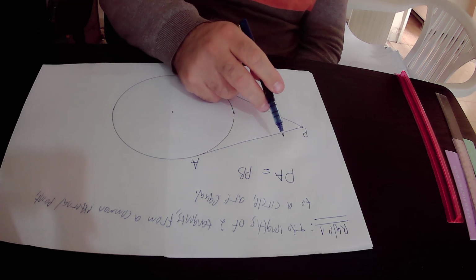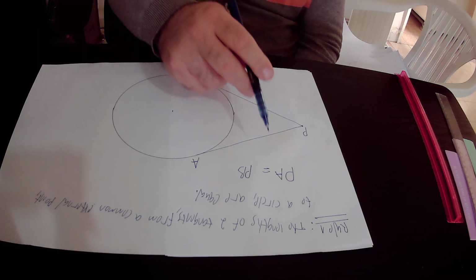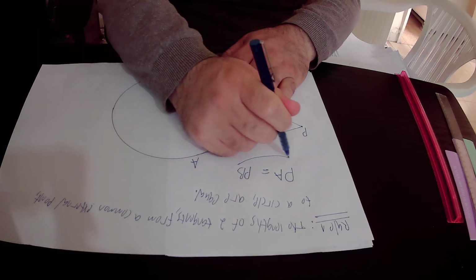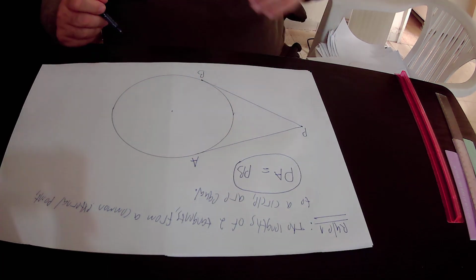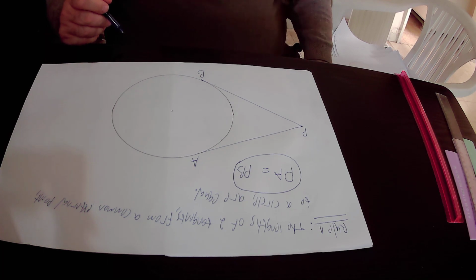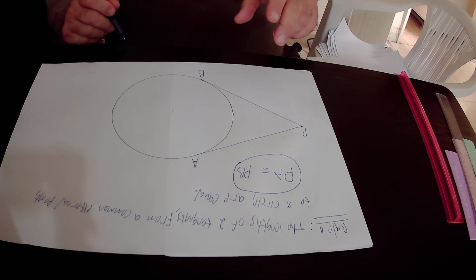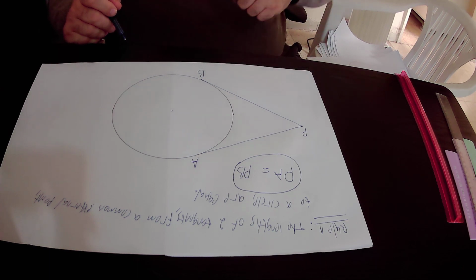Because the length of the first tangent is PA, the length of the second tangent is PB, and according to rule number 1, those lengths are equal to each other. That is to say, PA equals PB according to rule number 1. So whenever you draw two tangents to a circle from a common external point, like in this drawing, the lengths of those two tangents will be equal to each other. In this case, PA equals PB.